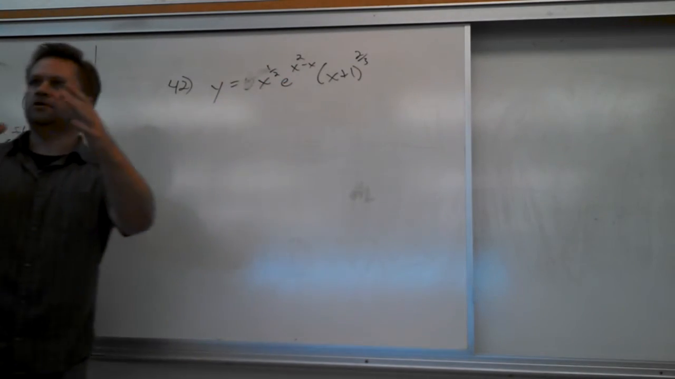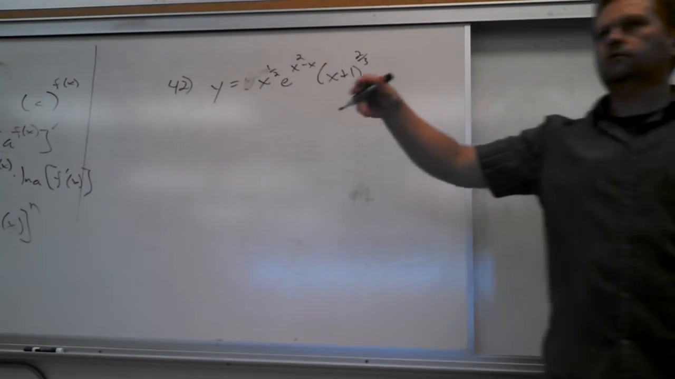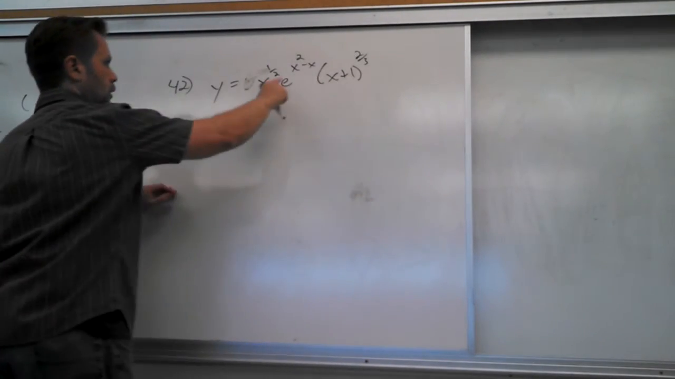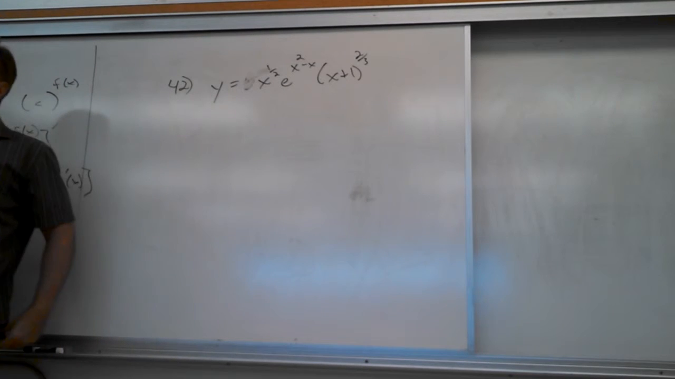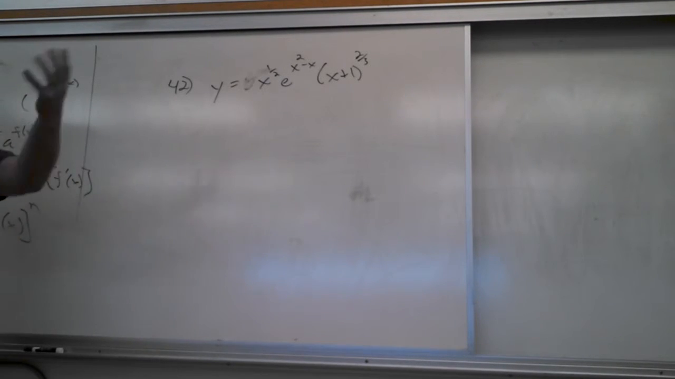F prime GH plus FG prime H plus FGH prime. Good Lord, right? Because I've got three functions, F, G, H. Bam, bam, bam. But they say in the instructions, use logarithmic differentiation. Yes, that's exactly what they say. What does that mean? Well, let's take logs of both sides and see why that would help me out at all.